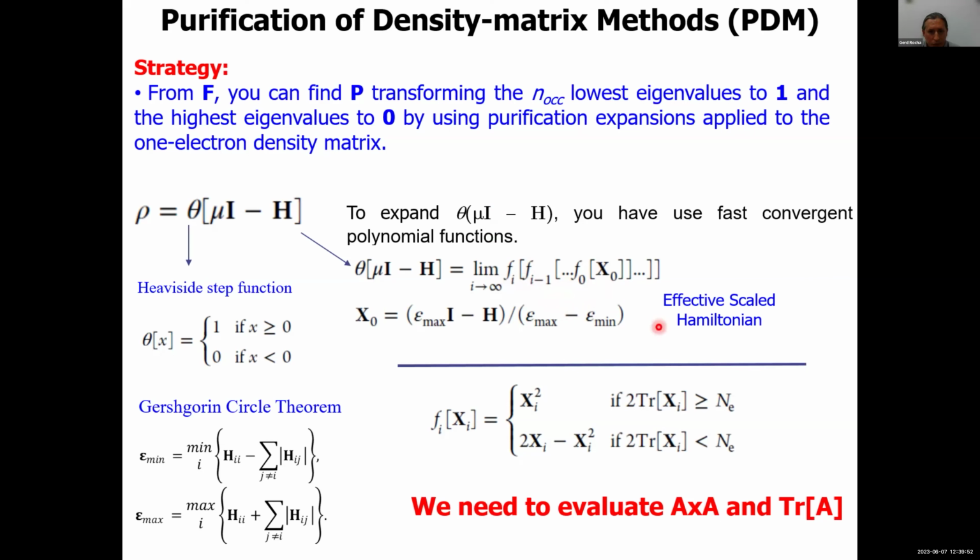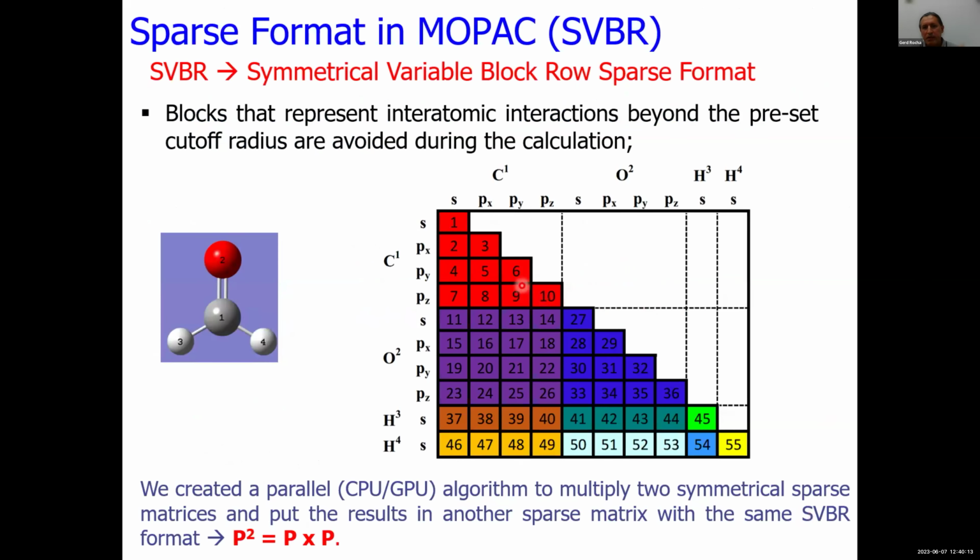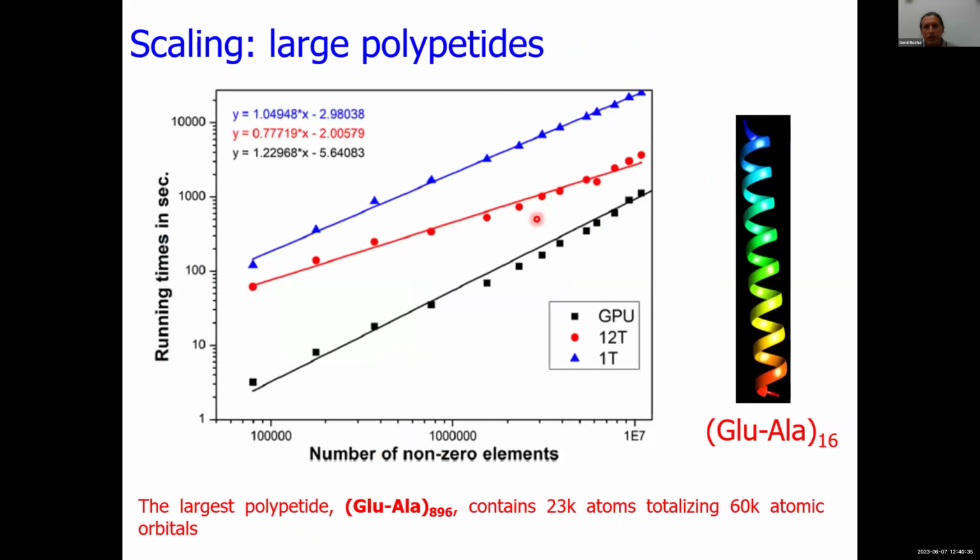And in the heart of the methods, you need to do something like this, a multiplication of matrices and calculation of the trace of a matrix. And we program this type of multiplication using the native format of allocation in the memory of MOZYME. This is the symmetrical variable block row sparse format, and we propose a new form to do this type of multiplication. And these are the results.